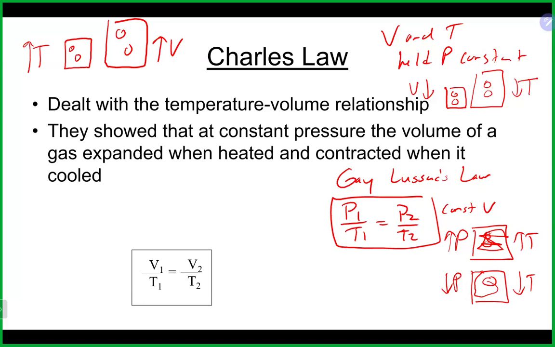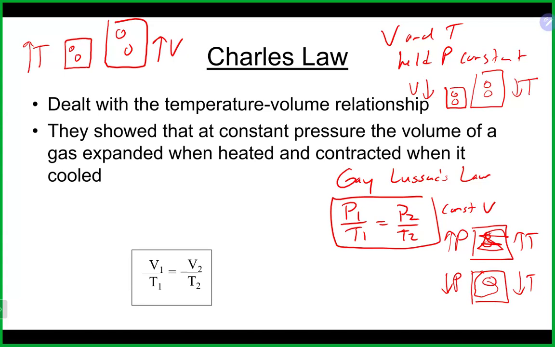So these are two laws which are related to each other. In Gay-Lussac's law, the volume is fixed, and if you change the temperature, you will affect the pressure. In Charles' law, the volume is not fixed. It actually adjusts to keep the pressure constant. Any questions on that there?